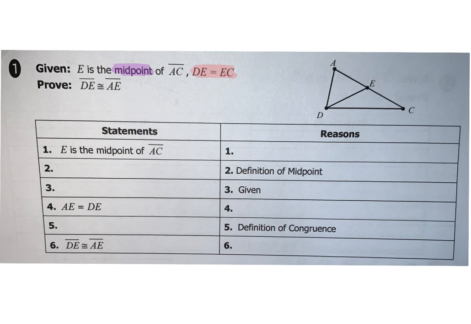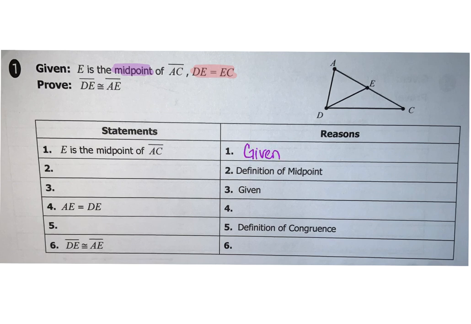For this particular one, they've given you some statements and some reasons. If you have the statement, you are giving the reason. If you have the reason, you're then giving the statement. So you're just filling in the missing blank. First one is easy. Why do we always know the first? E is the midpoint of AC. Why do we know that? That is given.